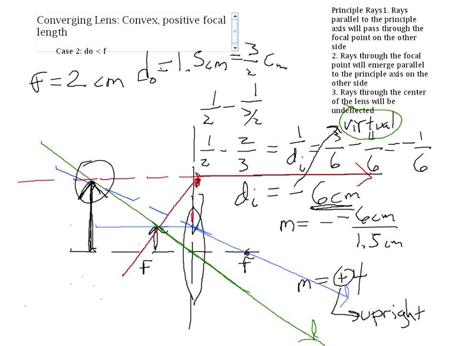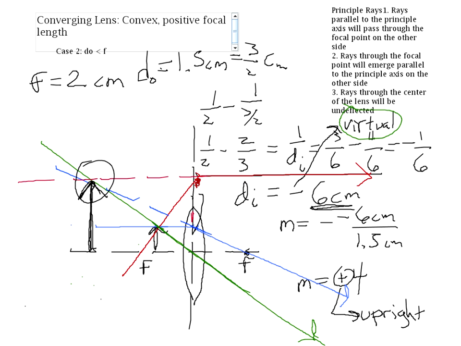Also, we predicted that because we had a positive magnification, the image would be upright, and in fact it is upright. It has the same orientation as the original object does. And we predicted that the image would be 4 times bigger than the original object, and definitely in our picture it is quite a bit bigger than the original. So our ray diagram and our algebraic method agree with one another.